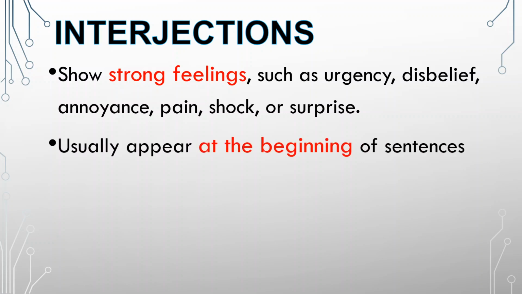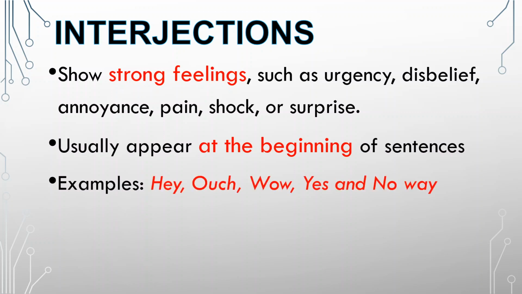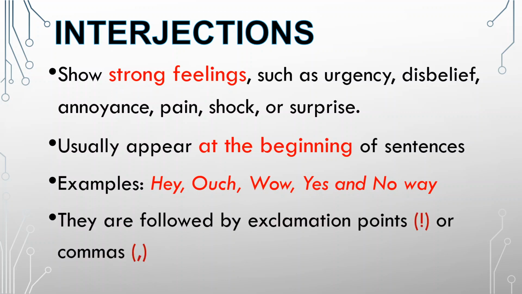So they usually appear at the beginning of sentences. Examples: hey, ouch, wow, yes, and no way. These examples, you use them sometimes in your English language, in your speech. All right. So they are followed by exclamation points. So we discussed this before. When it's too strong, you use an exclamation point, and if it's a mild feeling only, you use a comma. All right, I'll show you some examples and you can answer it with me.